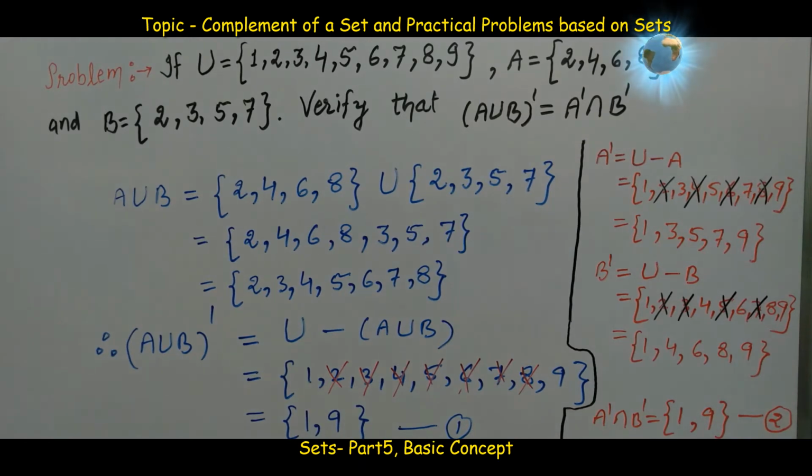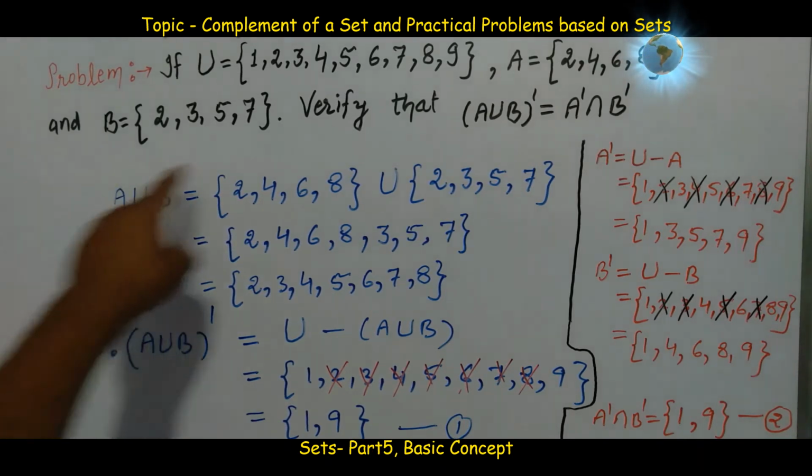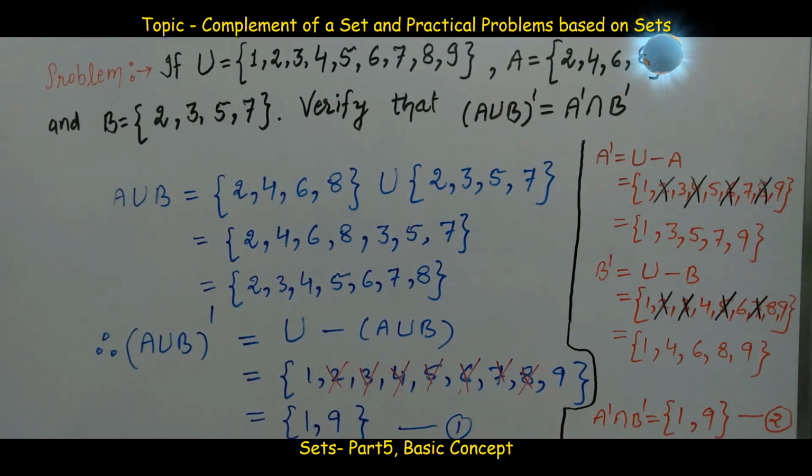So what we see from number 1, A union B whole complement, the set is 1 comma 9, and on the right hand side, A complement intersection B complement, the elements are 1 comma 9. So hence verified. So this was the result.